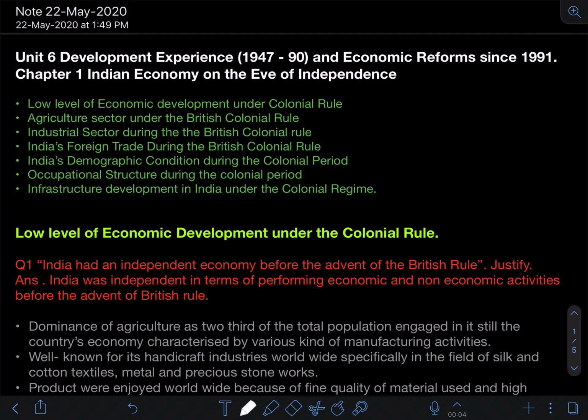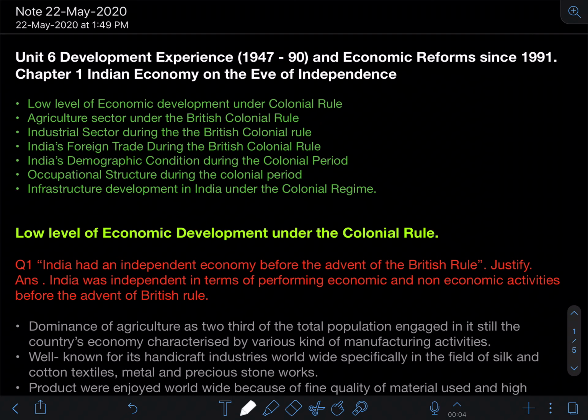The unit that I'm going to start with is Unit 6, that is Development Experience 1947-90 and Economic Reforms since 1991. Ideally it would be of 12 marks as per the weightage given by the CBSE, right? So when we say 12 marks, that means the content from this unit will come in your board examination for 12 marks. So this is the weightage of this unit, not this chapter.